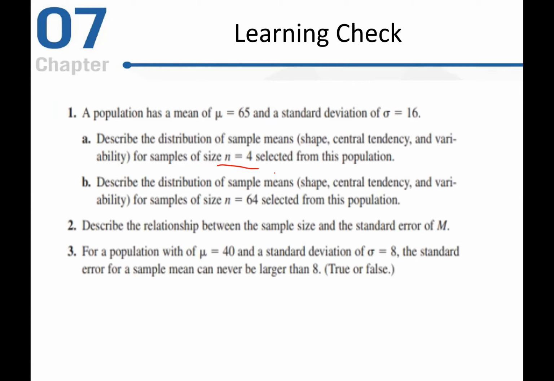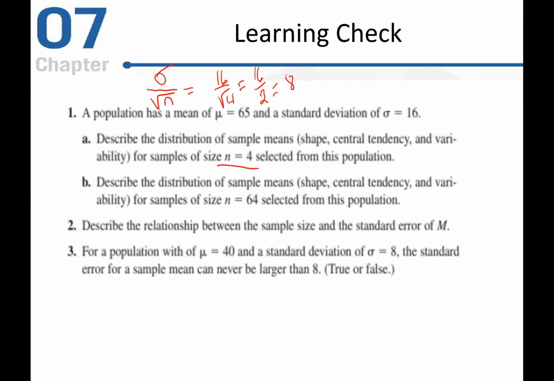Well, we can get the standard error for this. The standard error is going to be, again, the population standard deviation over the square root of the sample size. So that's going to be 16 over the square root of 4, which equals 16 over 2, which equals 8. So the standard error of the mean is 8.